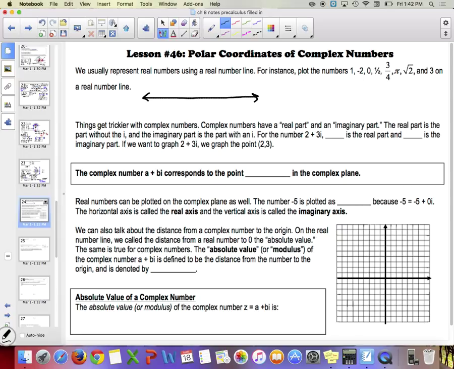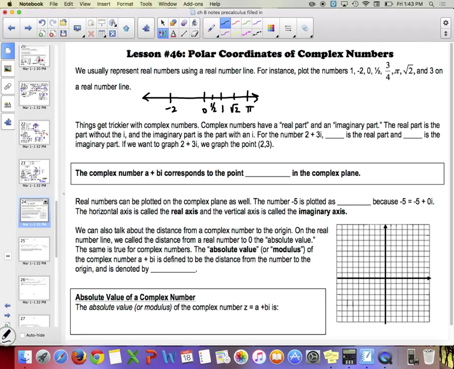Right, if we wanted to plot the numbers 1 and -2 and 0, we could plot all of these different numbers and they would have a certain order to them. Do you guys agree? 3/4, pi, √2. I mean, you don't have to do all these, but does this make sense? They have a certain order.